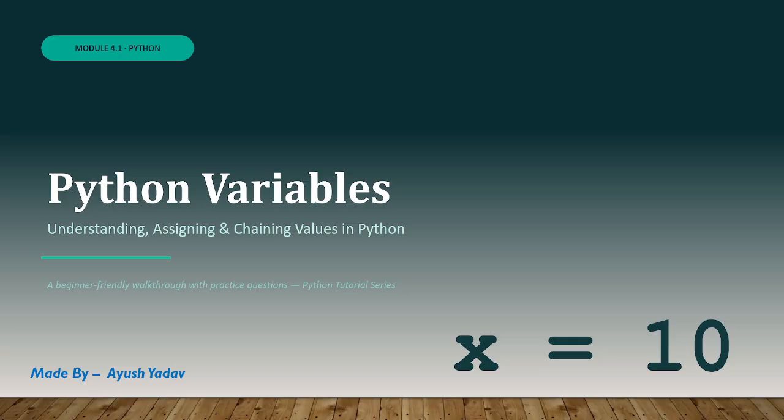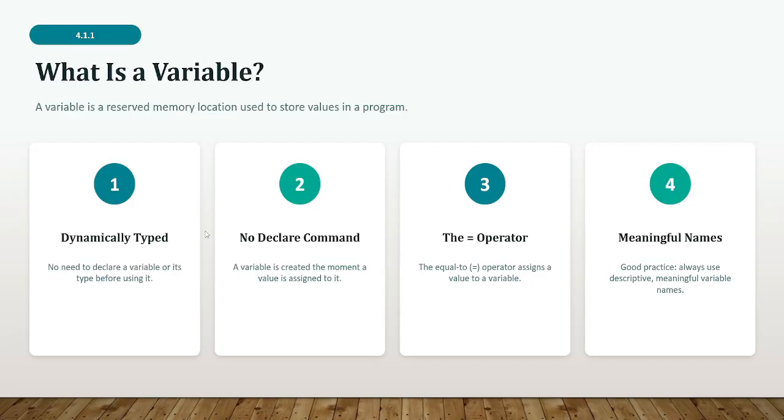Let's get started. This is my PPT. So what does a variable mean? Let's discuss this first. A variable is a reserved memory location used to store values in a program.